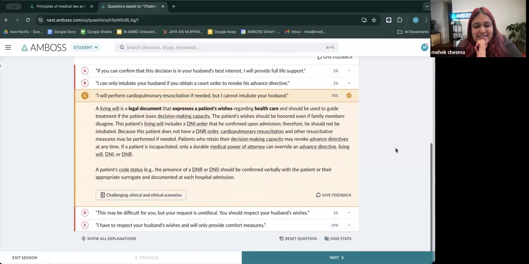Perfect. Yes, C is the correct option. So a living will is a legal document that expresses a patient's wishes. What's very important here is that you have to keep in mind that just because the attendant is asking for something, you cannot give that, because at the end of the day, it is the patient's wishes that you have to take care of.